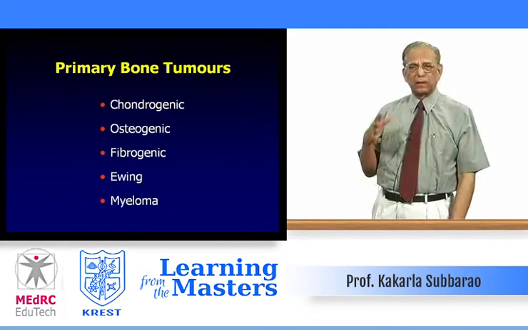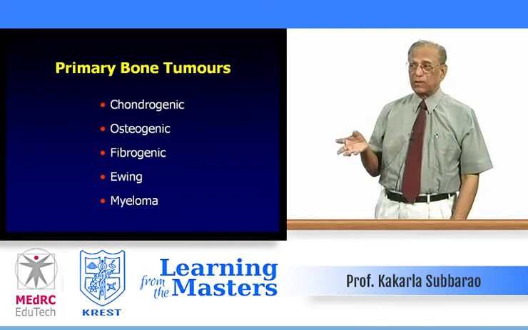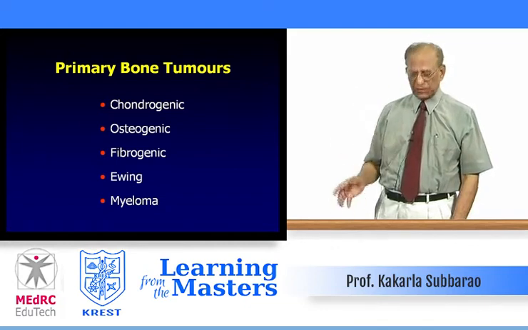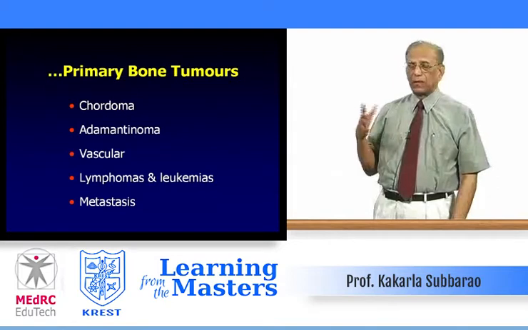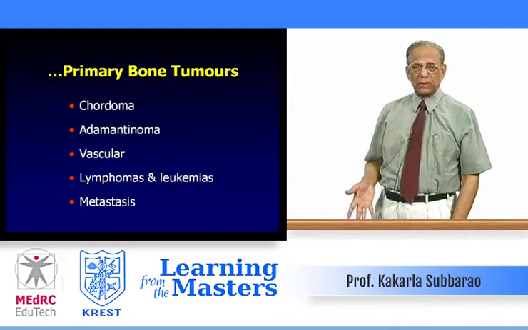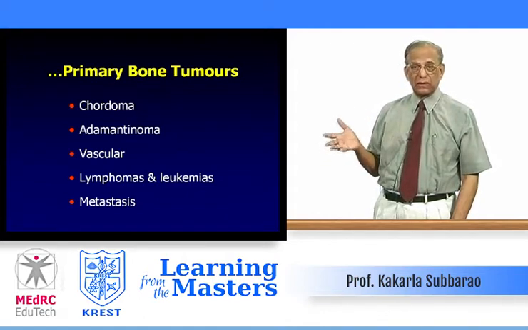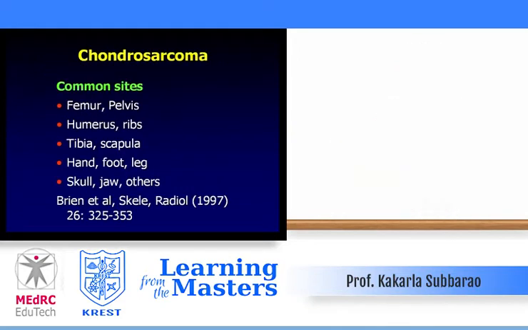And what are the common primary bone tumors? Chondrogenic, chondrosarcoma; osteogenic, osteosarcoma; fibrogenic, fibrosarcoma or malignant fibrous histiocytoma; Ewing's; myeloma. These are some of the common primary tumors. And chordoma, they're rare, but we do come across them and we have to diagnose them radiologically. Chordoma, adamantinoma, particularly of the tibia and mandible, lymphomas and leukemias. These are hematological malignancies, and metastases.